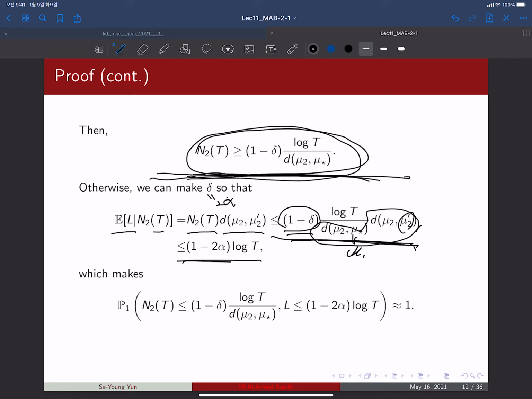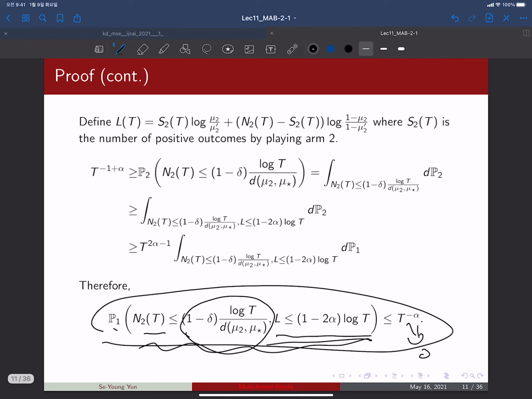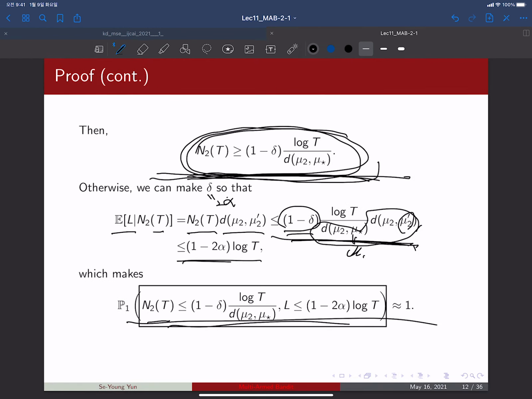So we have this, which makes n2t less than 1 minus delta log t over d mu2 mu star, and L less than or equal to 1 minus 2 delta 2 alpha log t true. So if this is not true, this is true. But since in the previous slide we showed that this probability goes to 0 as t goes to infinity, this contradicts the previous slide.